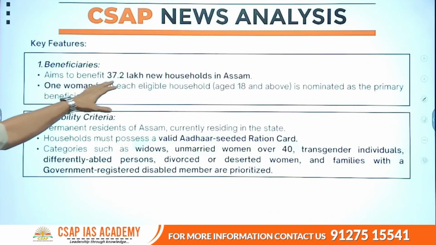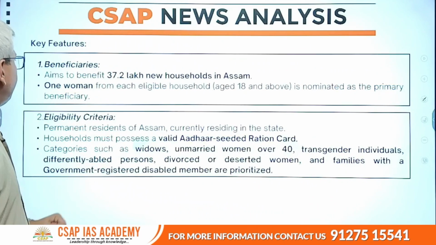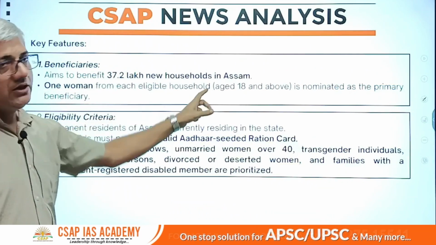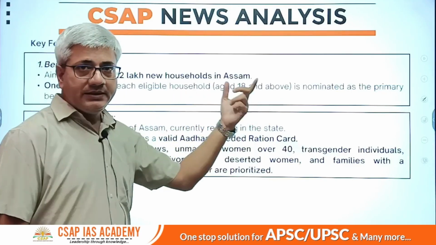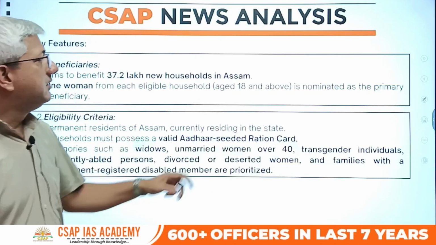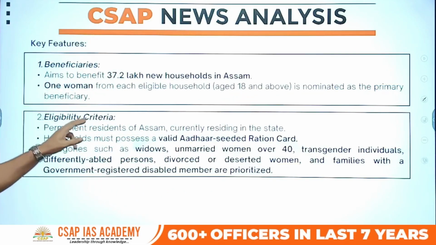Beneficiary: the scheme aims to benefit 37.2 lakh new households in Assam, one woman from each eligible household, aged 18 and above, who is nominated as a primary beneficiary.